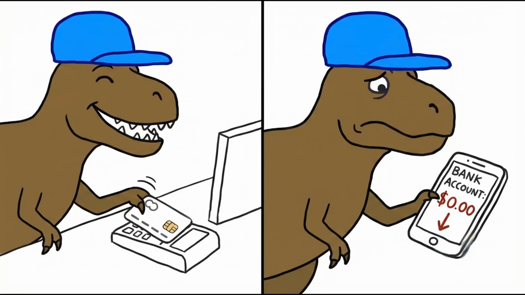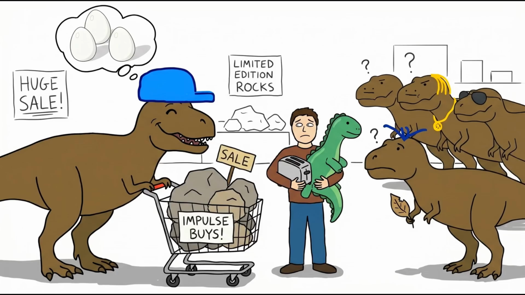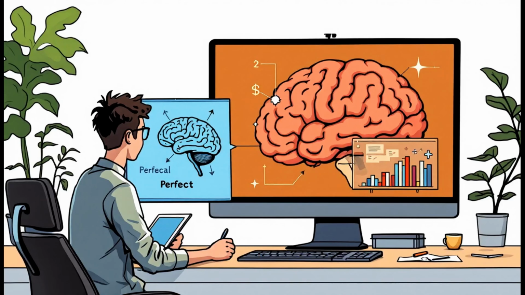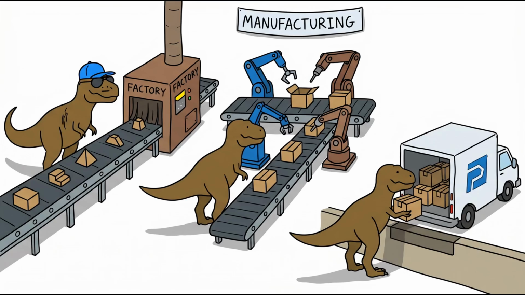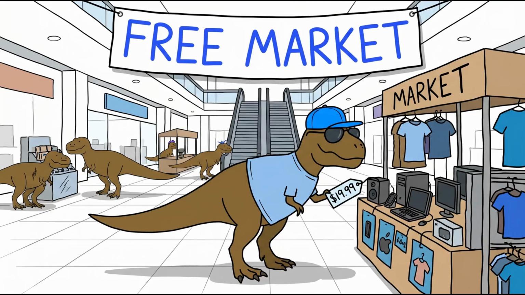And Dino is terrible about the future. 10 leaves today feel better than 50 leaves next month, even though 50 is more. That is called hyperbolic discounting. It is why Dino spend instead of save, and why Dino regret it later. The point is this: dinos are not perfectly rational. Neither are humans. Good economics has to account for how brains actually work, not how we wish they worked.